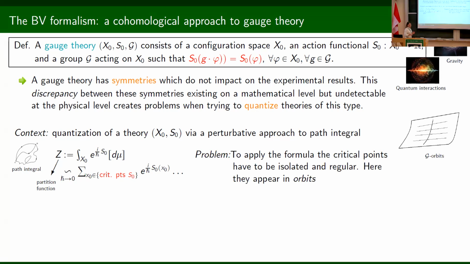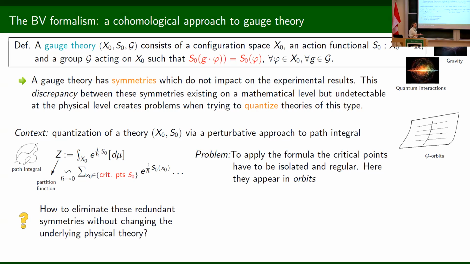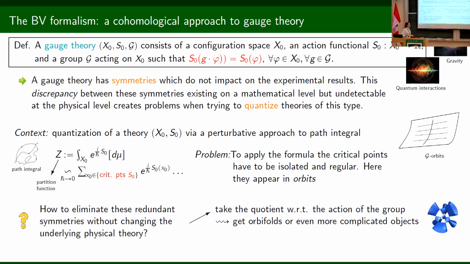But what happens if I have a gauge theory? The idea is that I can apply these formulas when my critical points are isolated. If I'm dealing with a gauge theory, of course, critical points appear in orbits. How can we solve the problem? Of course, we want to solve it in a way that does not change what we want to compute. So one might think, why don't we quotient? All the points on my orbit define a situation that from a physical point of view is absolutely the same. So just quotient by the symmetry.